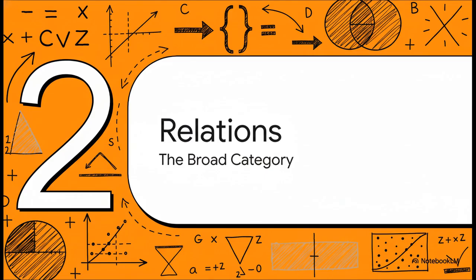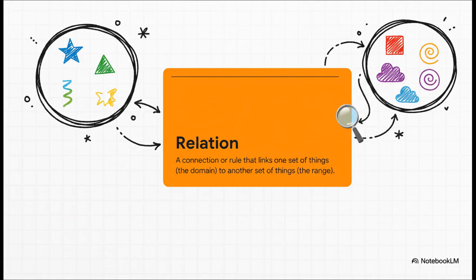Think of them as the kind of wild, anything-goes starting point. So what is a relation, really? At its heart, it's just any kind of connection between two groups of things. We have a couple of fancy names for these groups. The starting group is the domain, those are your inputs, and the group they connect to is the range, your outputs. The key thing to remember here, for a relation, the rules are super, super loose.